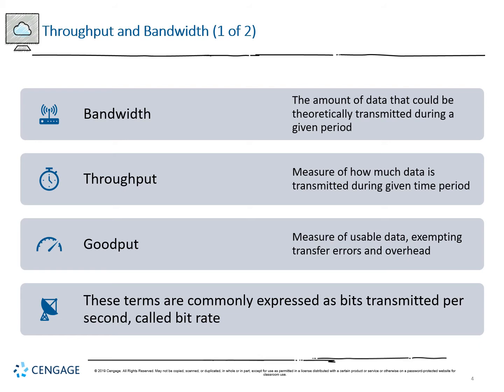To measure the data that we can actually transmit, not what could be theoretically transmitted, but what we're actually getting going, is what we call throughput. And then we can narrow that even further into what we call usable data. So this is exempting transfer errors and overhead, the preamble of a frame, things like that, and we get what we call goodput. So that's actually what we can use at the other side. These terms are commonly expressed in bits per second, which is called the bit rate.